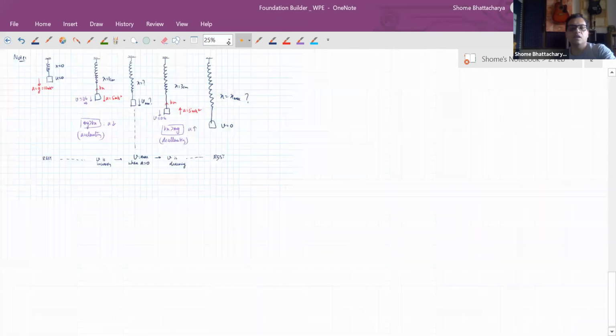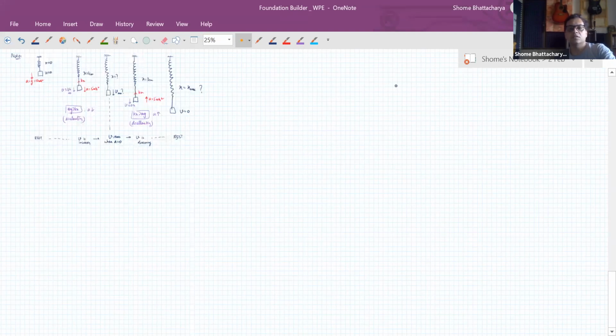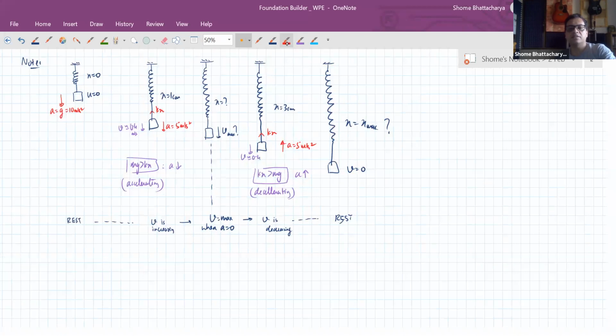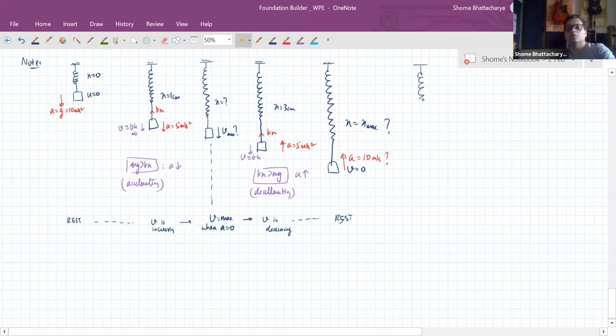So what will happen after this stage is, from here it will have a very strong acceleration upwards. In fact, we'll see that when it reaches this position the acceleration will again become 10. I'll show you how this is happening, okay. So it will again go up, so this time it will again come to this position where x is equal to 3 centimeters. Now this time it will have an upward velocity of 0.4 meters per second and an upward acceleration of 5 meters per second square. Okay. Then it will continue up.